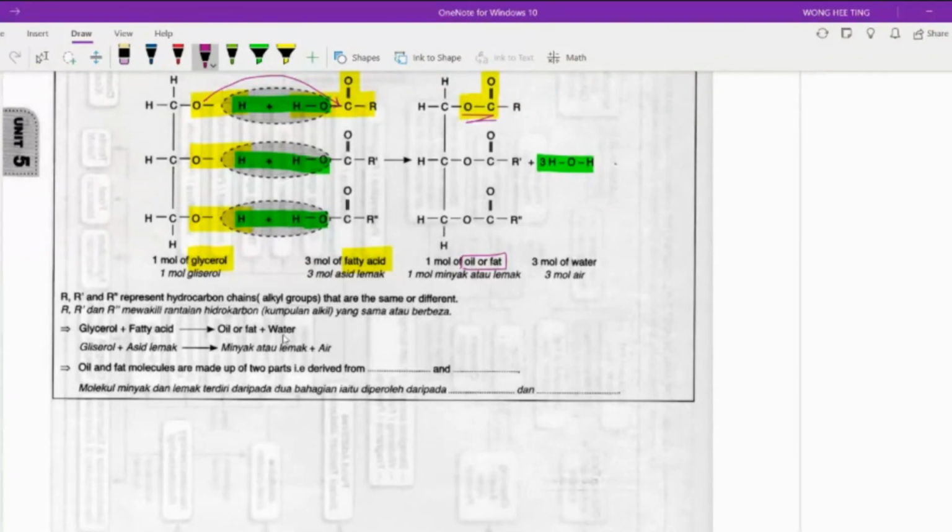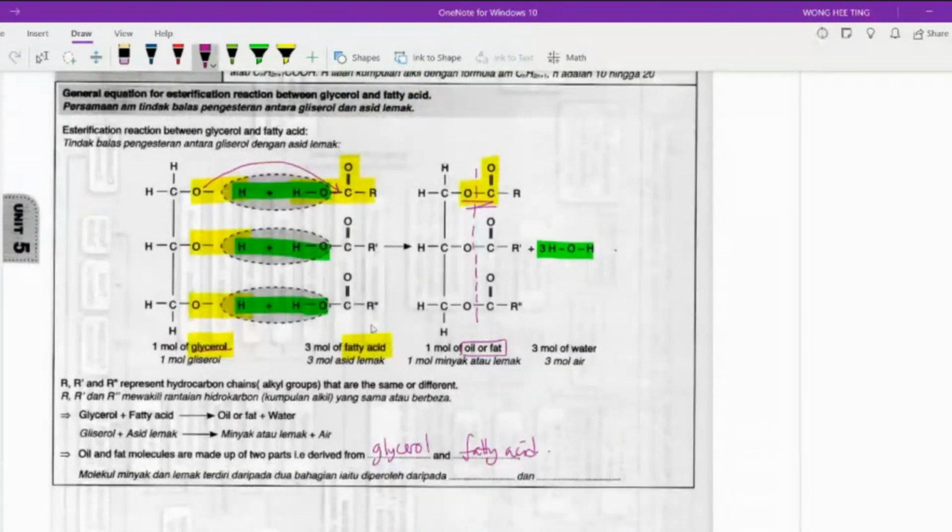Oil and fat molecules are made out of 2 parts. The first part is derived from glycerol. This part is from glycerol. Then the other part is from the fatty acid. Okay, any questions so far?